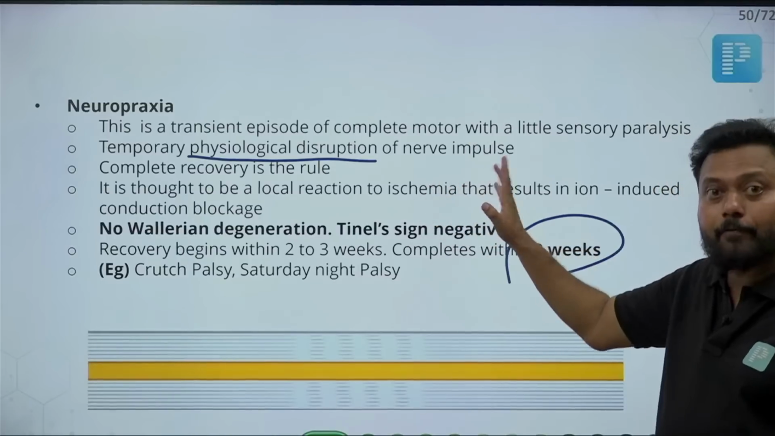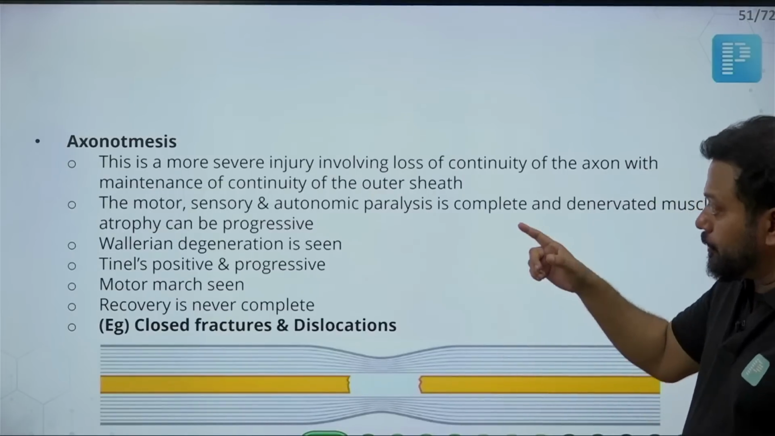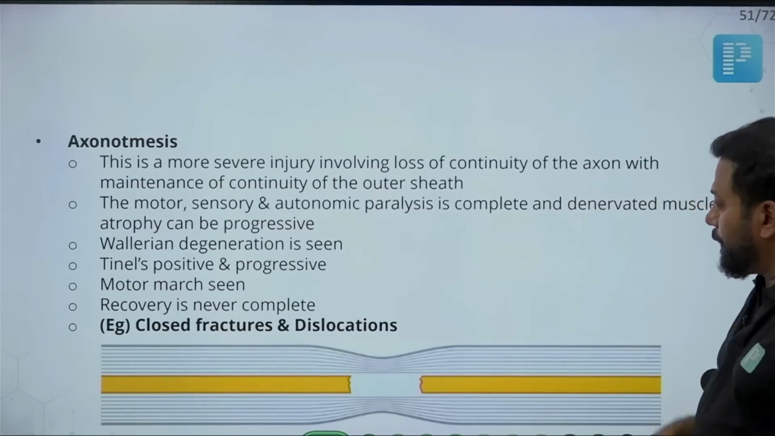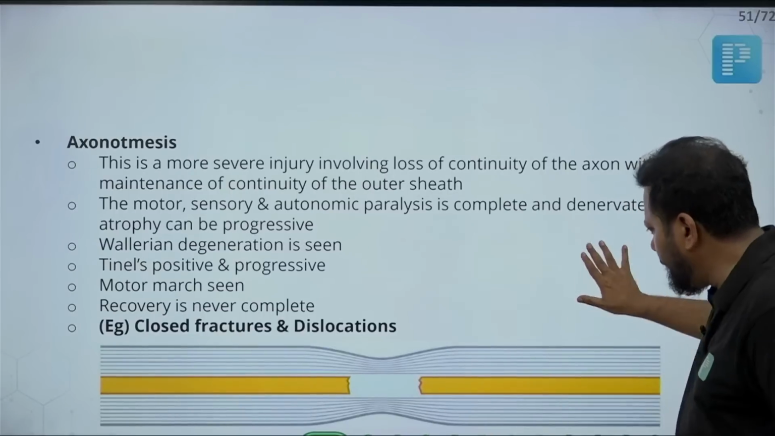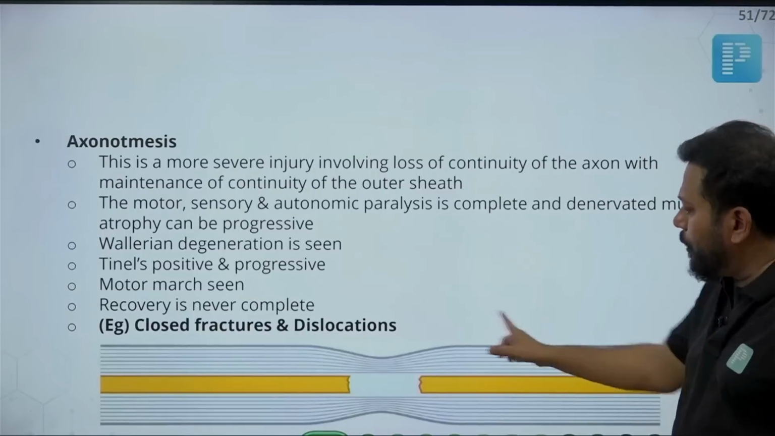Physiological disruption of nerve impulse. Second is called axonotmesis. This is a more severe injury involving loss of continuity of the axon, with maintenance of continuity of the outer sheath.